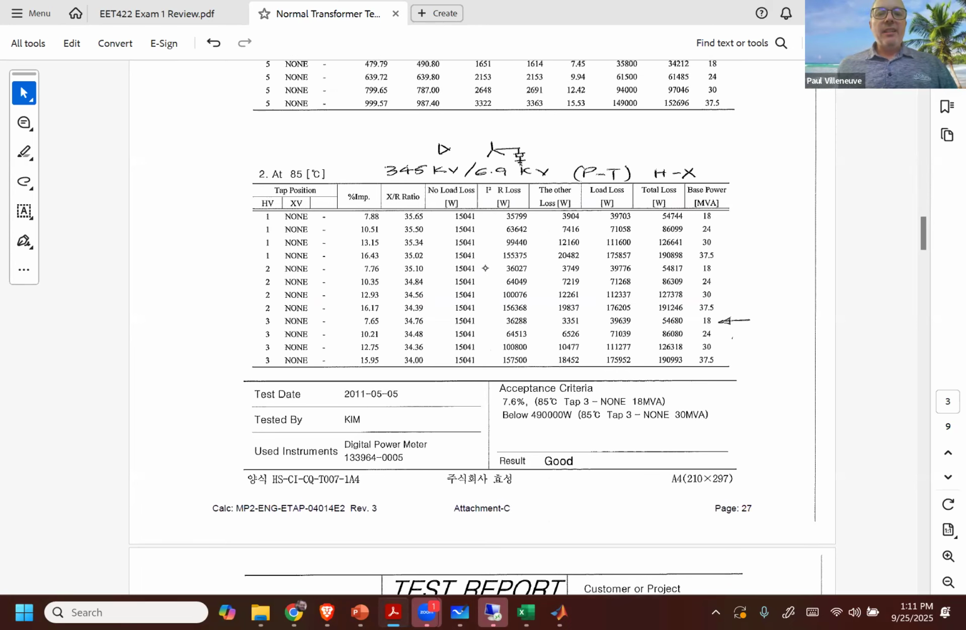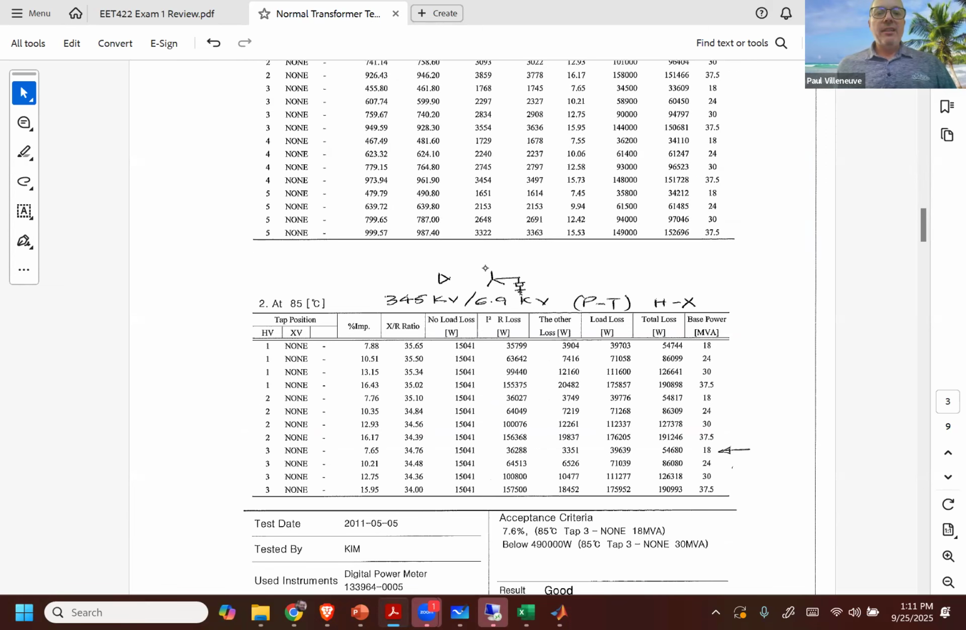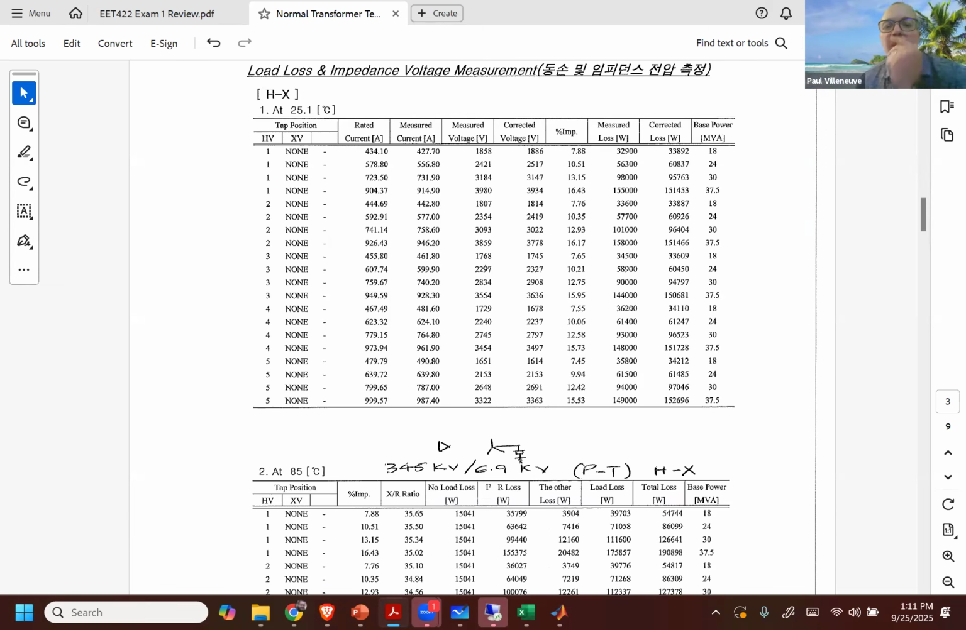I can't tell. I'd have to check out the currents, but let's see. So, oh, here it is. We're going to use the base power here, right? So that 18 MVA, that's what our base power is. That's typically what we're going to be using.